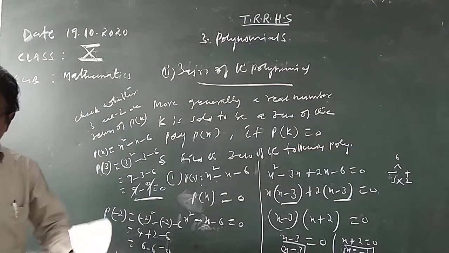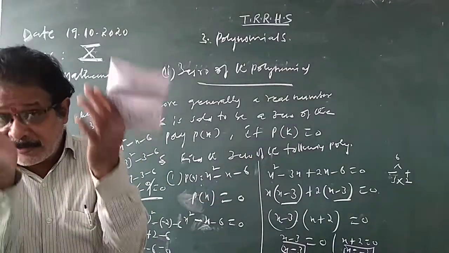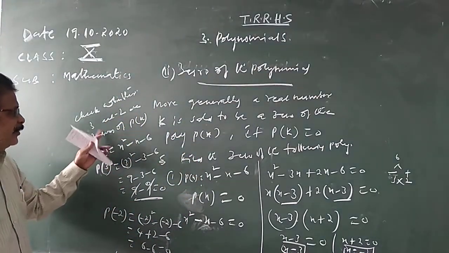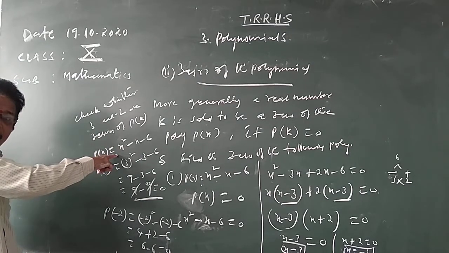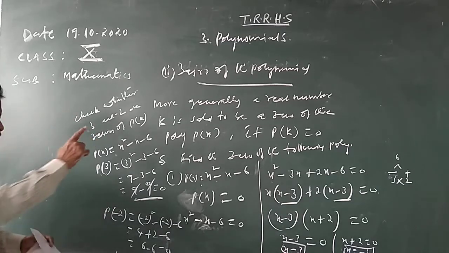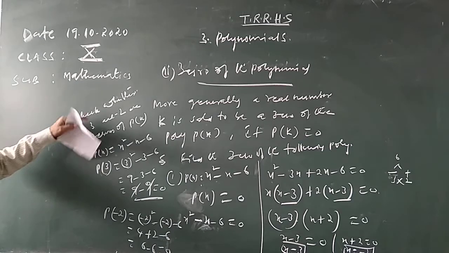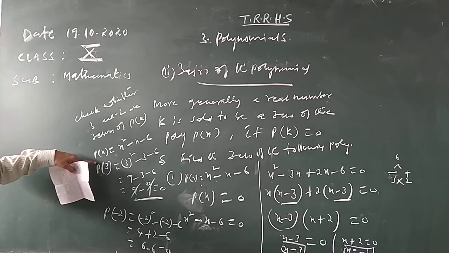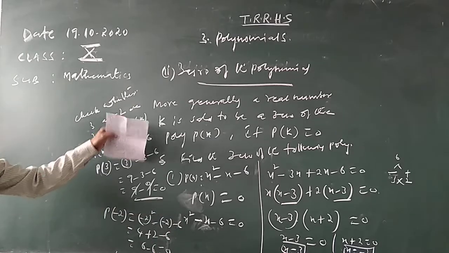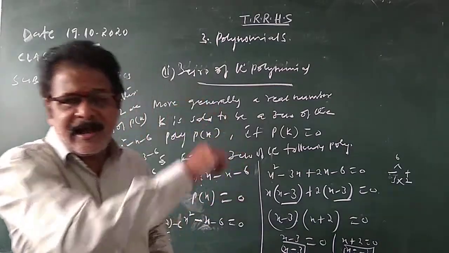Zero of the polynomial means set the polynomial equal to 0 and simplify. Whatever values you get, those are the zeros. Whether they are zeros or not, how to check? Again, substitute. Show that 3 and minus 2 are the zeros of this polynomial, or check that 3 and minus 2 are the zeros of p of x. So you replace x by these values. p of 3 gives 0, p of minus 2 gives 0. So how to check: when you substitute these values, you should get 0.